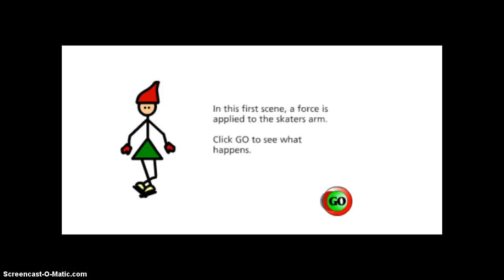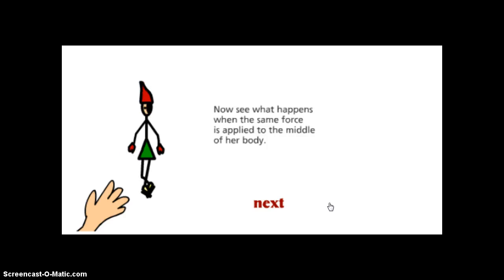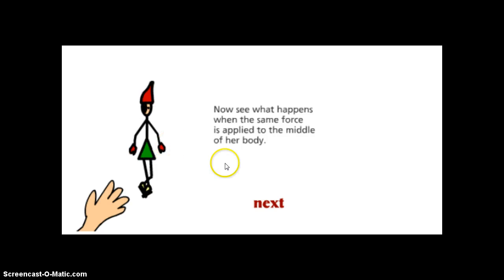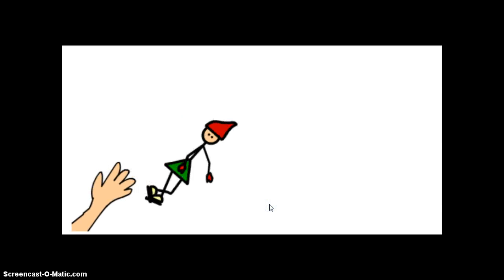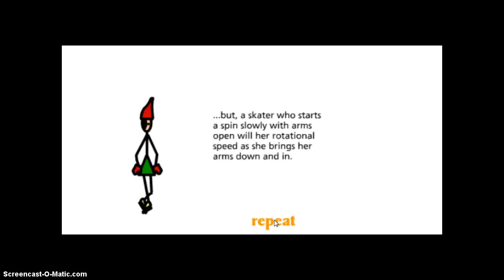When generating angular momentum, it's important to look at what would happen if we push the skater's arms. Here, when pushed on the arms, we create what's called a torque, or a force that is exerted on the outermost region. But it changes if the same force is applied to the middle of her body, where she just falls over. A skater who starts spinning with their arms at their side cannot generate an increase in velocity. But a skater who starts with their arms wide and pulls their arms gradually in would increase their rotational speed as they bring their arms down and inward.